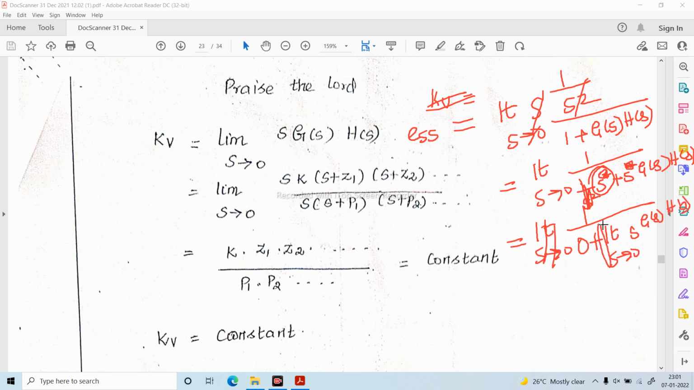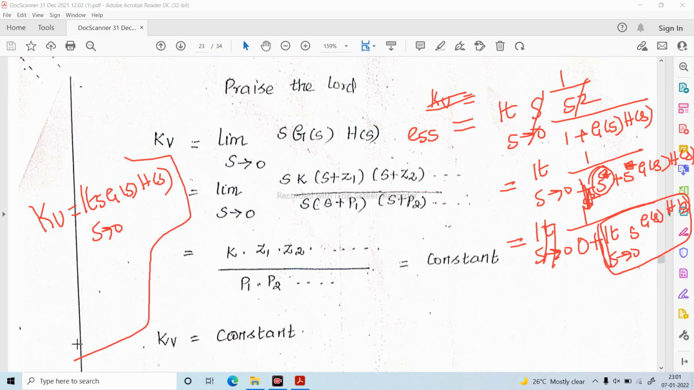So this limit s tends to 0, s into g of s into h of s, that is equal to velocity error constant. So here the general transfer function is derived. So Kv equal to K into z1 z2 by p1 p2, a constant. Okay, next, how to find out ESS? ESS equal to what? 1 by 0 plus Kv. So 1 by Kv is the answer for the ramp input.